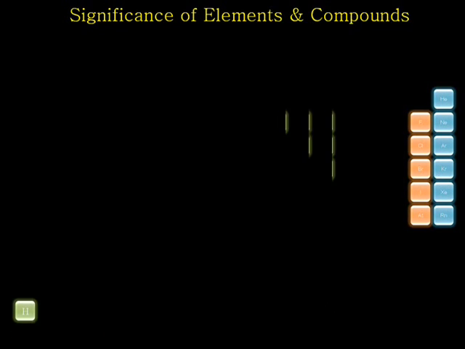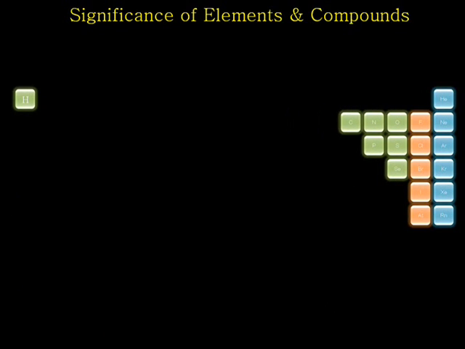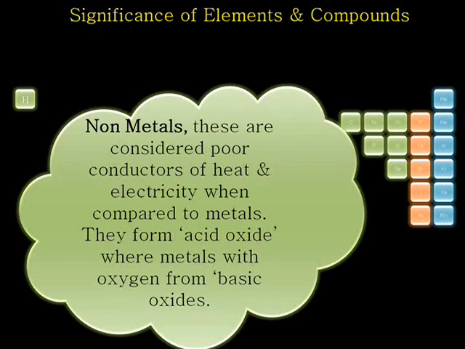Next up we see hydrogen, carbon, nitrogen, oxygen, phosphorus, sulfur and selenium. These are known as nonmetals. These are considered poor conductors of heat and electricity when compared to metals. They form acid oxides when combined with oxygen.